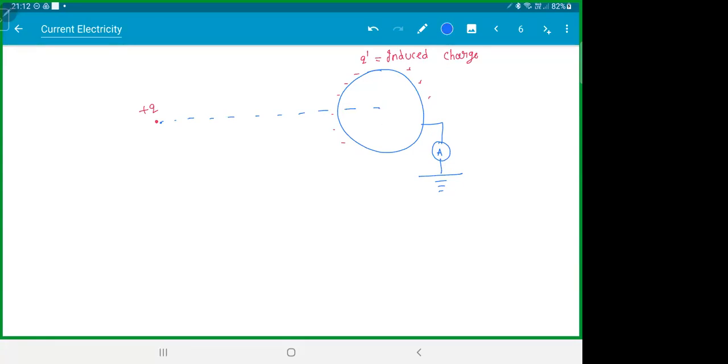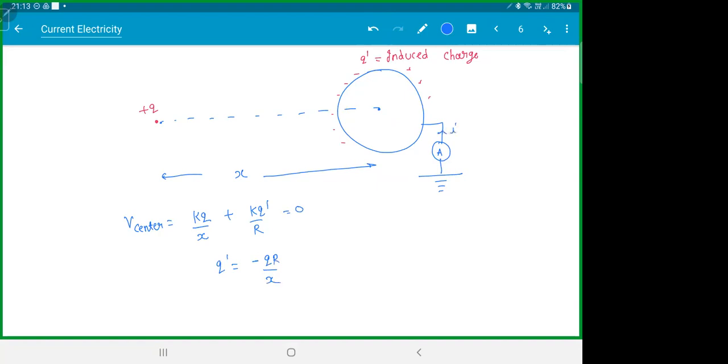Due to everyone, isn't it? Due to this Q dash and due to this Q. Together it is 0, no? And let this distance be X. So potential at the center of the shell will be KQ by X, the point charge, plus KQ dash by R. Now, the Q dash is non-uniform, but all the charges are equidistant from the center. And potential is a scalar quantity. You can directly take KQ dash by R. This is equal to 0. So we get Q dash is equal to minus QR by X.